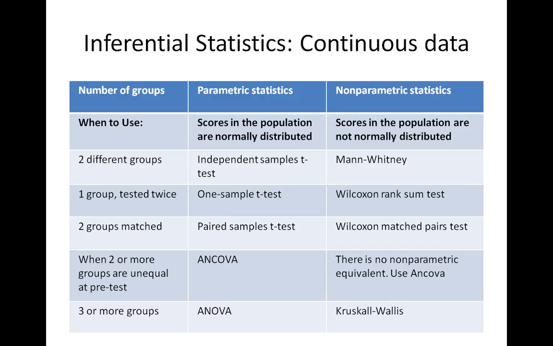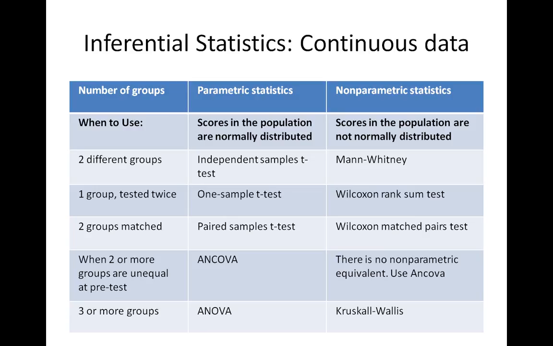If you have 2 groups that are matched, for example, if you had 2 classrooms and every other low student you put in a treatment 1 versus a treatment 2, every other medium student you did the same, you'd use a paired samples t-test, or for non-parametric, a Wilcoxon paired test.